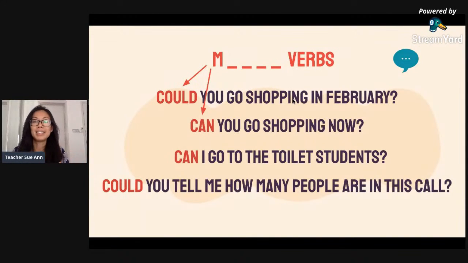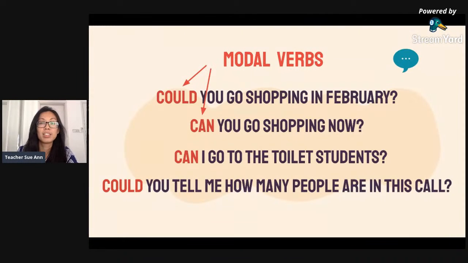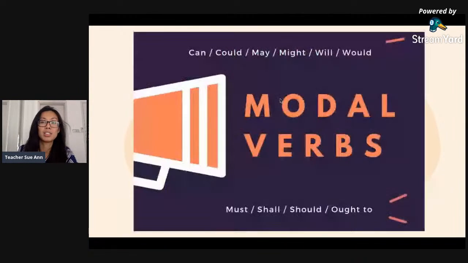So what is the answer for this? Could or can? What kind of verbs are these? These verbs are called modal verbs. So could and can. Could is actually in February, past tense. Could you go shopping in February? Can you go shopping now? So could and can is now. Later we will learn the difference, okay? And how to use it. So today we are going to learn a little bit on modal verbs. And we are going to cover a little bit of that, okay?